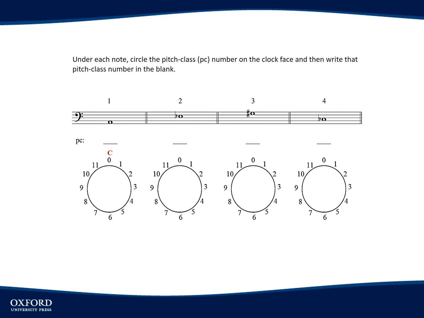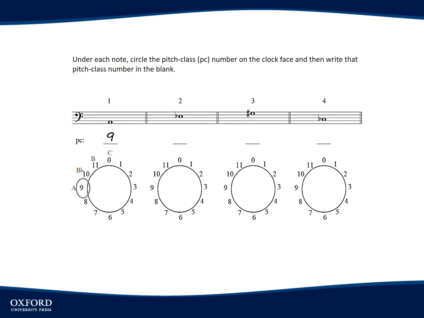So instead, in this case, it might be easier to count backwards. So we're going to move from C down to B, then down to B flat or A sharp, and finally to A. We've reached our note. We now know that A is pitch class 9, so we circle that on the clock and then write 9 in the blank.